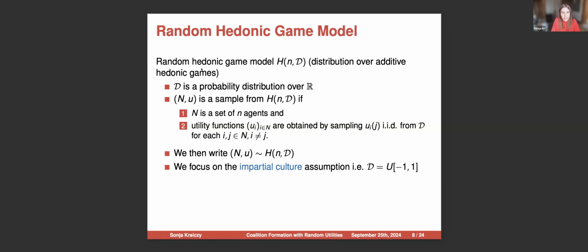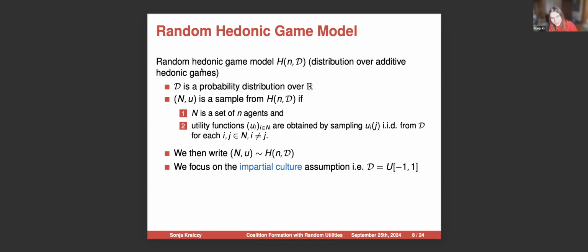The random hedonic game model H of n, curly d is going to be a distribution over additive hedonic games. Here n is the parameter which will be the number of agents, while curly d is the probability distribution over reals from which we sample utilities. In particular, the tuple N, u will be sampled from this random hedonic game model by taking N to be the set of little n agents, and for every 2 distinct agents i and j, the utility of agent i for j is sampled IID, so independently and identically, from this distribution curly d. This will be the notation for how we sample from this random game model.